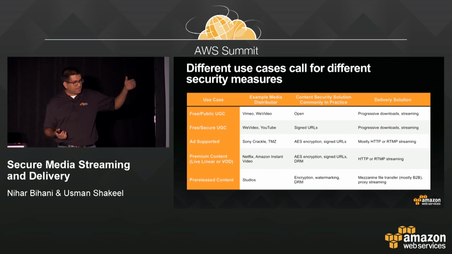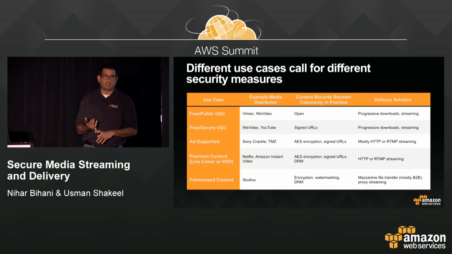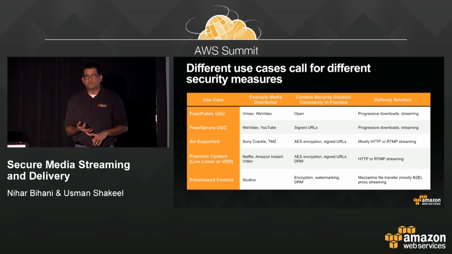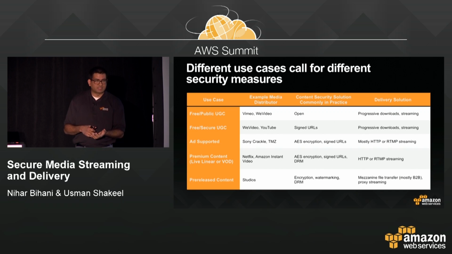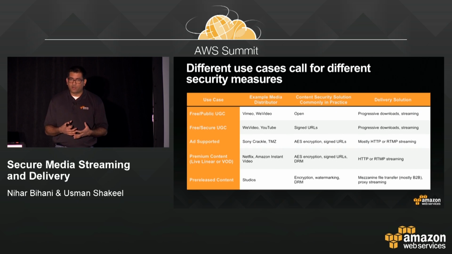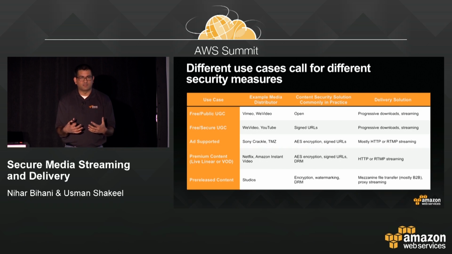But as you go further down the list of use cases, you'll see premium content or pre-released content, where there are media publishers like Amazon Instant Video or Netflix or studios that have this pre-release content. They use things like AES encryption to encrypt the content, signed URLs, digital rights management, watermarking, all of these different controls in place to make sure that the content is protected to the extent possible.